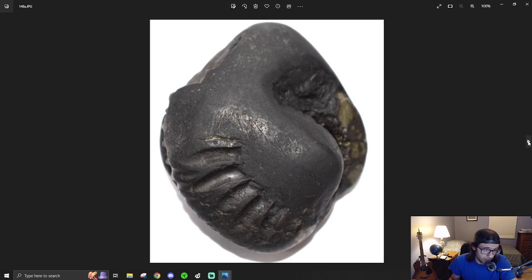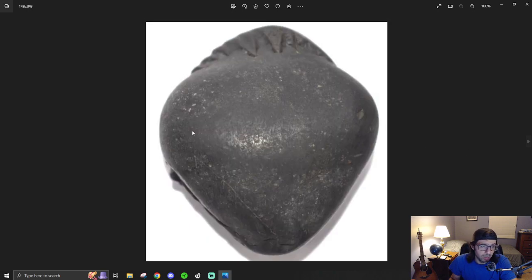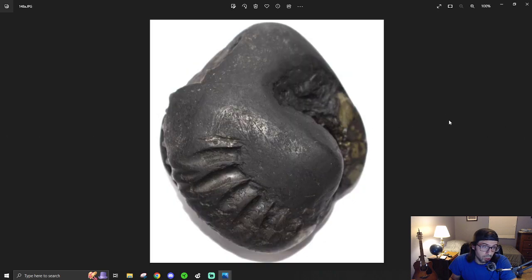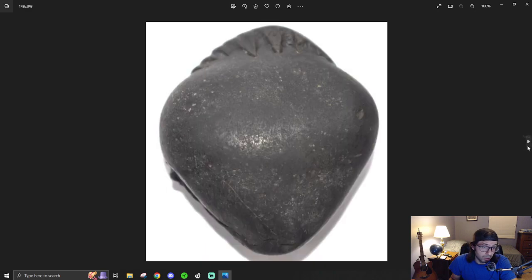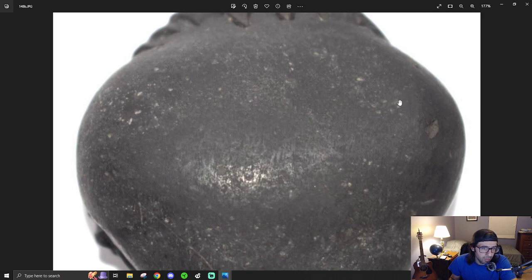This one I took pictures of because its shape is like this. This one, the opposite side, its shape is like this. Okay. Then we can very distinctly see lines here.